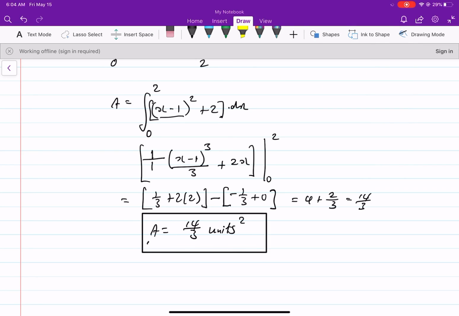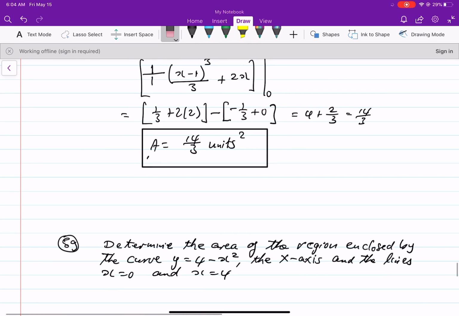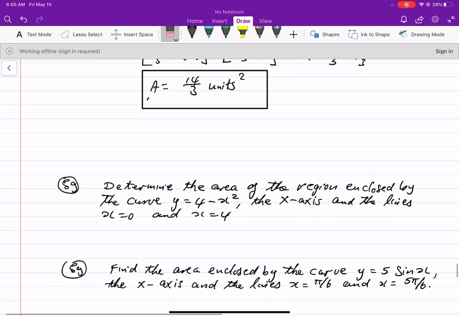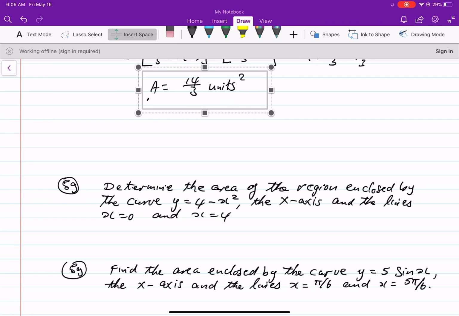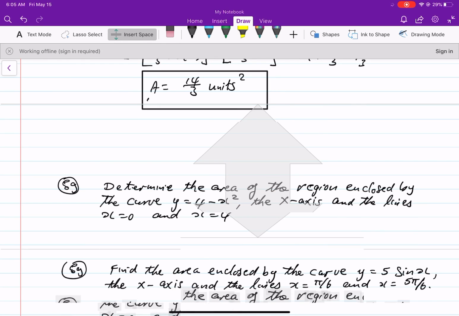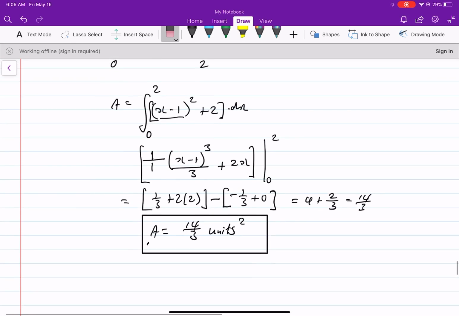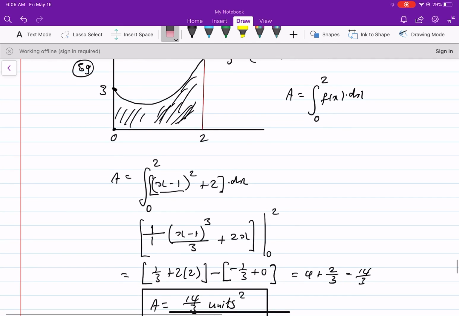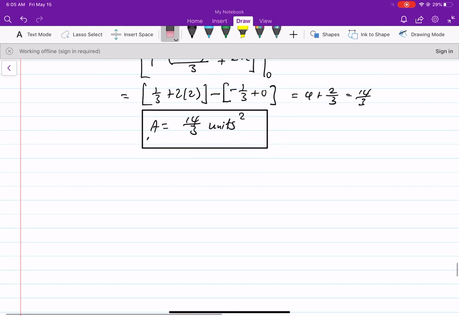Okay, let's try the other method of expanding our brackets first. See how good our integration is. See how flexible we are. The area was given by the integral between 0 and 2. Method 2.